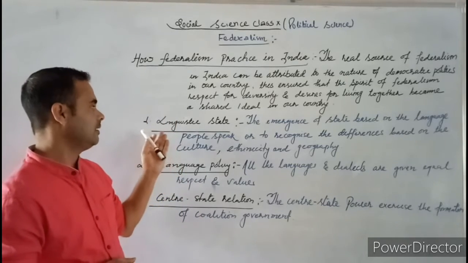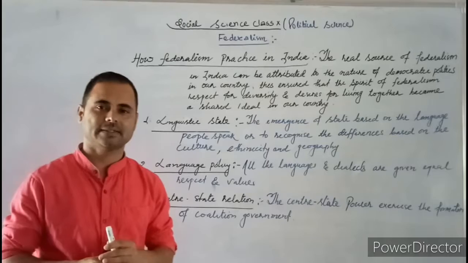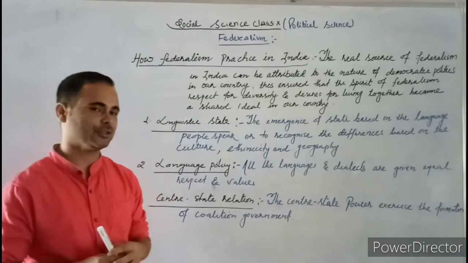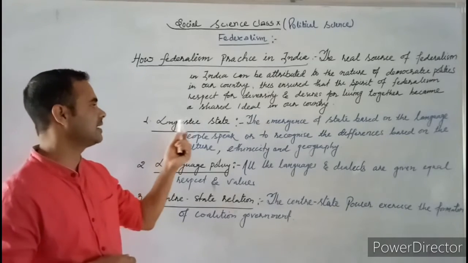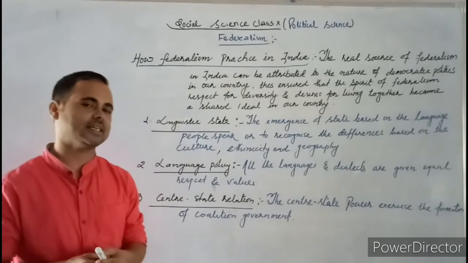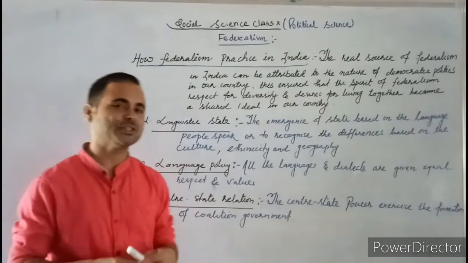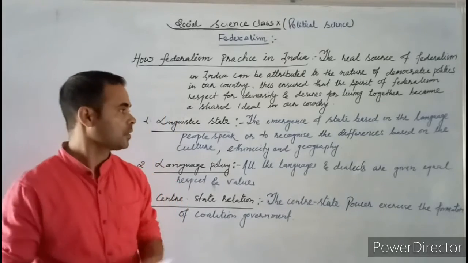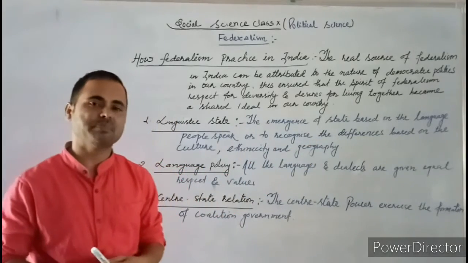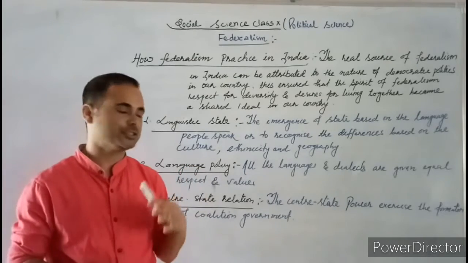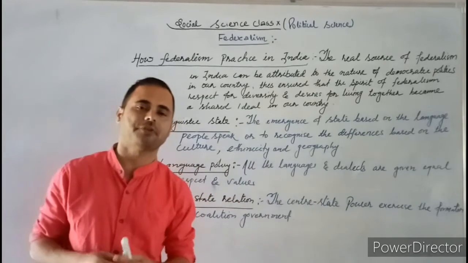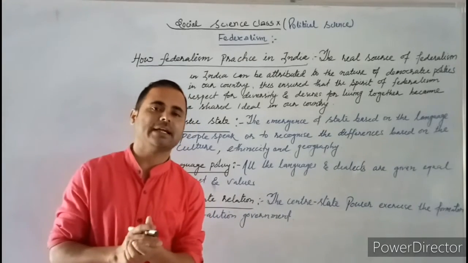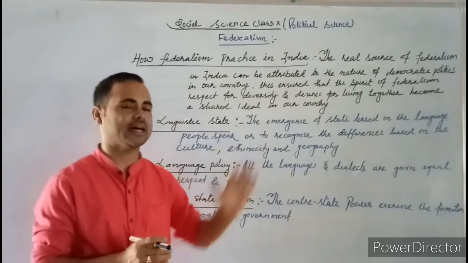If you see the emergence of all the states in India, they are based on linguistic ideas. So Indian states are basically called linguistic states. Now what is a linguistic state? It is the emergence of a state based on the language people speak in that particular state, or to recognize the differences based on cultural traditions, ethnicity and geography. So what is the reason for Indian states emerging based on the linguistic idea?